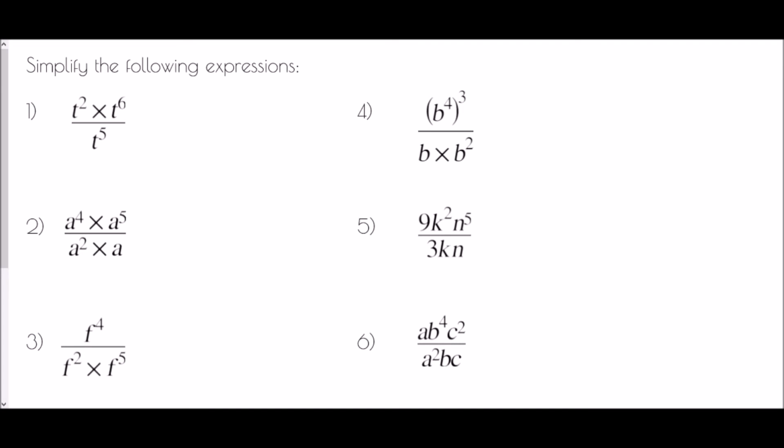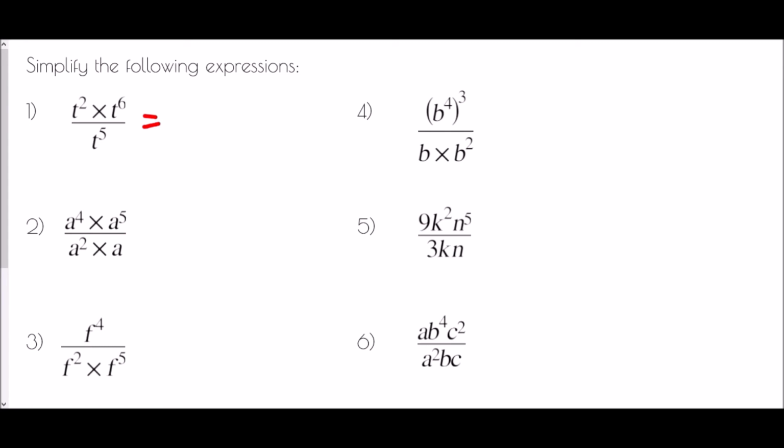Now for our final set of examples, we're just going to look at some slightly more complicated versions where we need to combine together a few of our rules into the same question. And so we've been asked to simplify the following expressions: t squared times t to the power of 6 divided by t to the power of 5. Now this one all comes down to our laws about what happens in fractions. In each case, whenever we are dealing with fractions, we need to calculate the top, then calculate the bottom, and then do a final calculation after that.